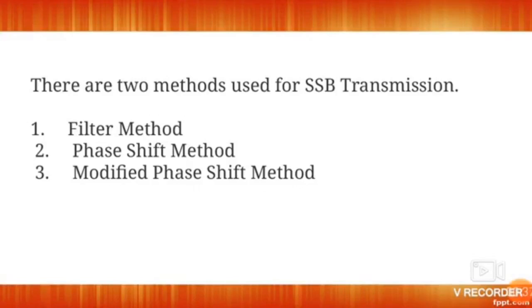Before moving to the topic SSB transmission, let us have a recap about amplitude modulation. As discussed in the previous video, we know that the modulating signal modulates the amplitude, frequency or phase of the carrier according to the variations in amplitude. This results in amplitude, frequency and phase modulation. The phase and frequency modulation is also called angle modulation.